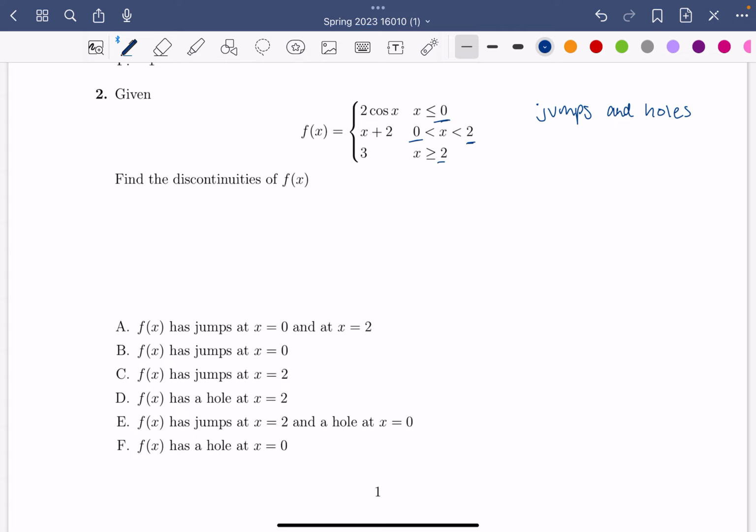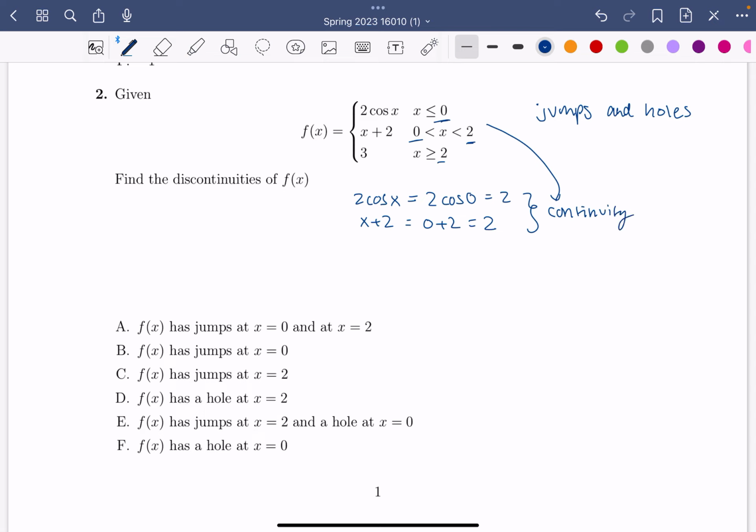So for the first one, 2 cosine x, if we plug in 0, 2 cosine of 0 equals 2. Now for the second part, we see x plus 2. If we plug in 0 again, where those two pieces meet, we get 0 plus 2, or 2. So we can see that between the first two, there is continuity.